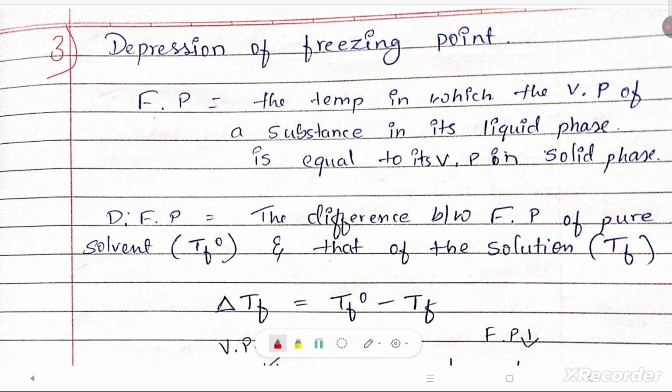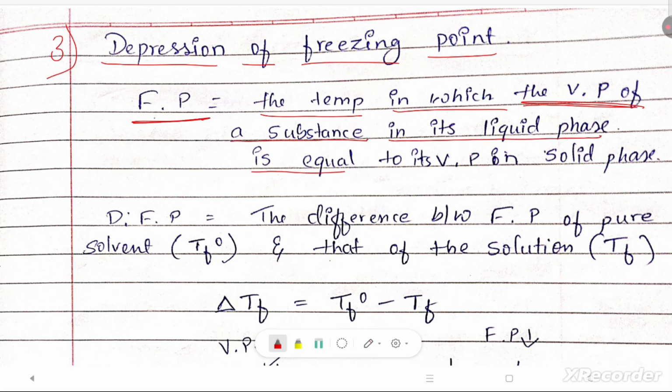Next, the third colligative property is depression of freezing point. Depression means decrease. Here, first understand what freezing point is. Freezing point means the temperature at which the vapor pressure of a substance in its liquid phase is equal to its vapor pressure in the solid phase.